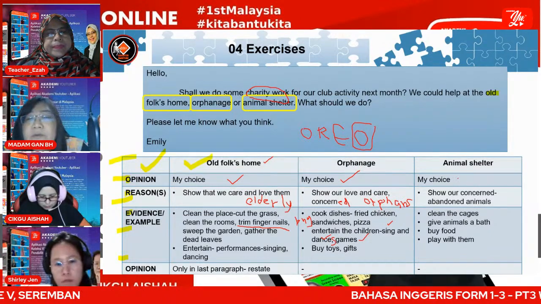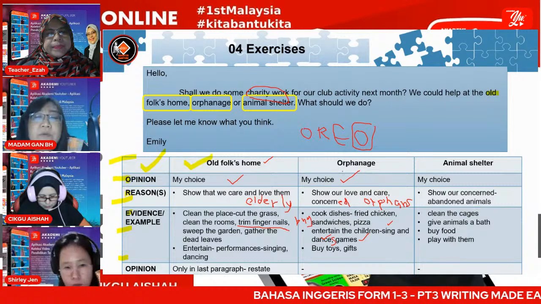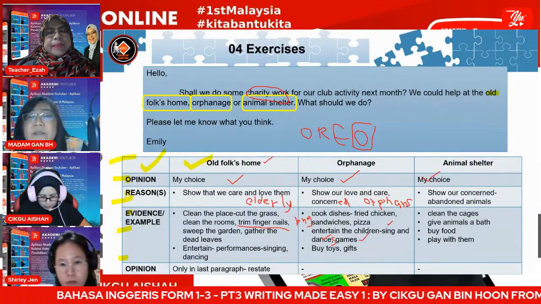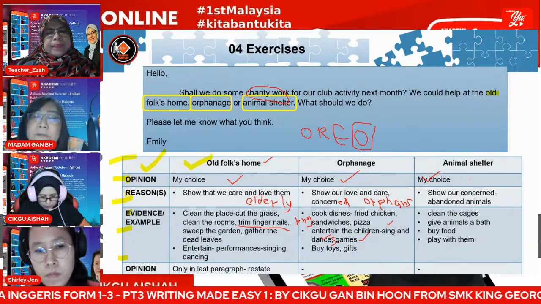But if you don't want to choose old folks home, you don't want orphanage, you want animal shelter. So this could be your choice. Yes. You say, teacher, I want animal shelter. Okay.